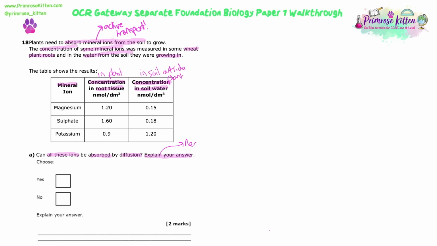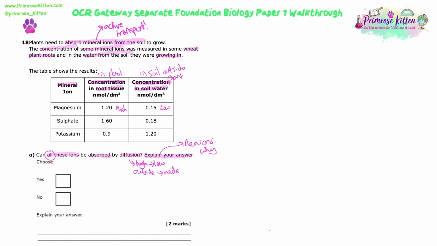So the question says, can all these ions be absorbed by diffusion? Explain your answer. So this means you're giving reasons why. You're either saying, yes, they can all be absorbed by diffusion, from high concentration to low concentration, or are we going to need reasons why that is not the case? Remember, for it to move by diffusion, it would be moving from high concentration outside of the root to low concentration inside of the root. So we need to look at the concentrations that we've got and decide whether or not they could move from outside the plant to inside the plant by diffusion, yes or no.